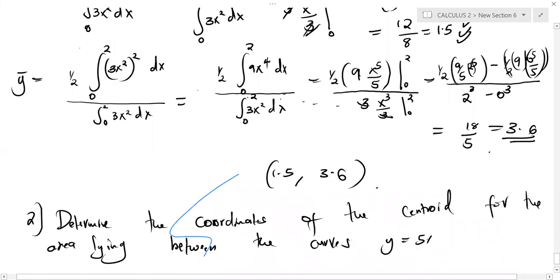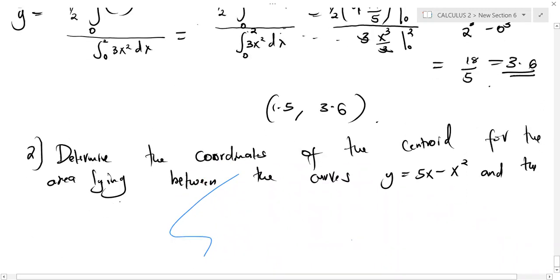Y is equal to 5x minus x squared and the x-axis. So guys, from the formula of the centroid, clearly we need the range AB, and you can see we've not been given the range here. So the best thing is to have a rough sketch so that we can know the values of X that are bounding the area. So the area is bounded by this and this.